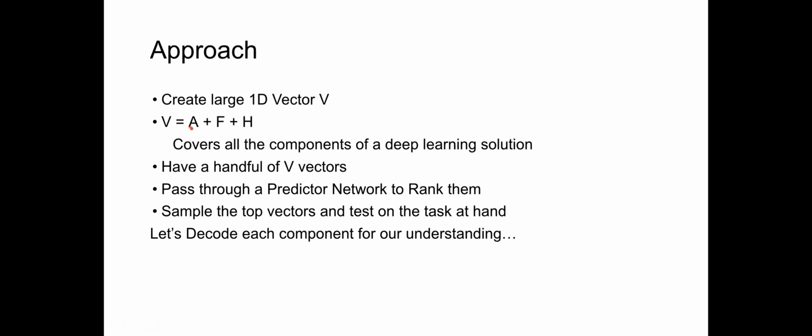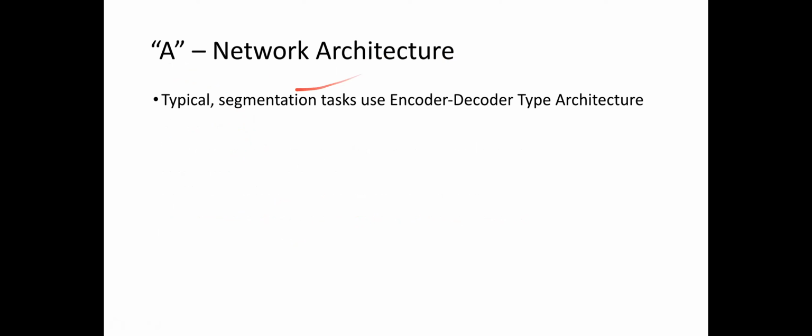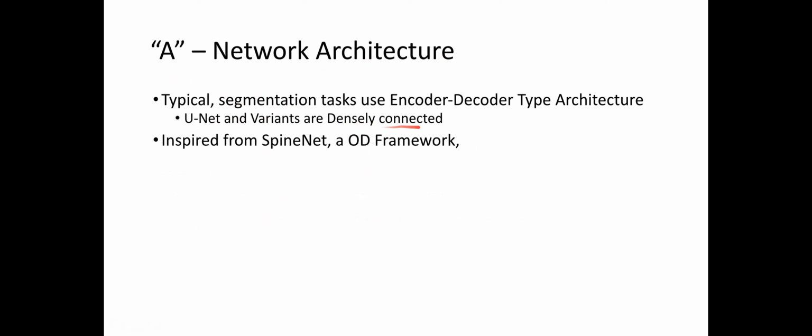So let's see how they are encoding each thing into these three different vectors. A is the network architecture. Generally, for segmentation, we use encoder-decoder based architectures, and commonly used architectures are UNets and variants. These are densely connected, but not randomly connected. This paper draws inspiration from SpineNet, which is an object detection framework.